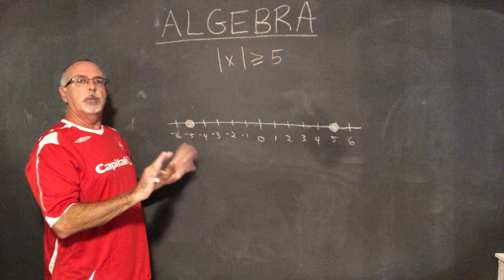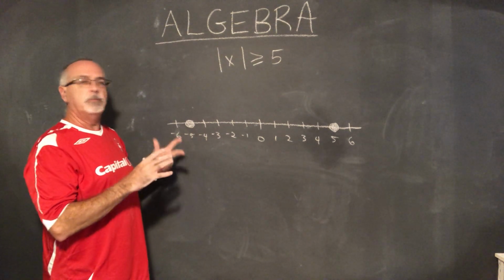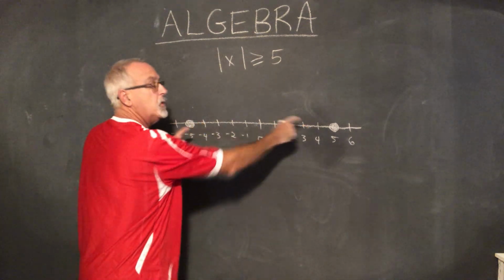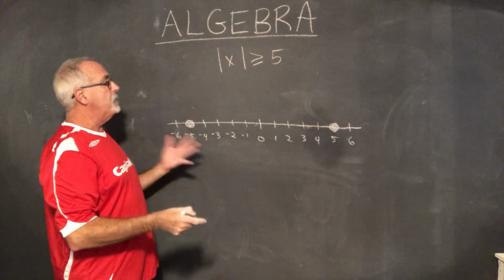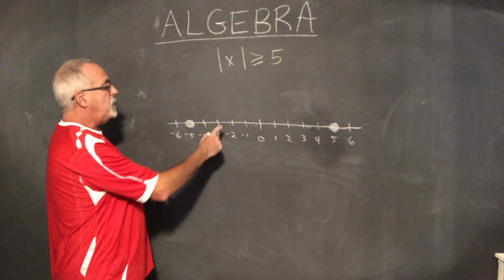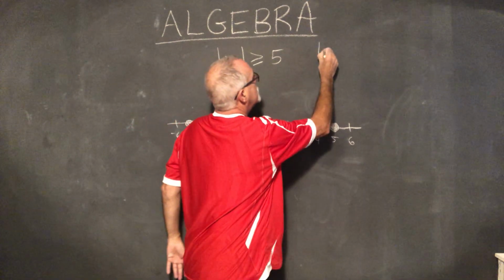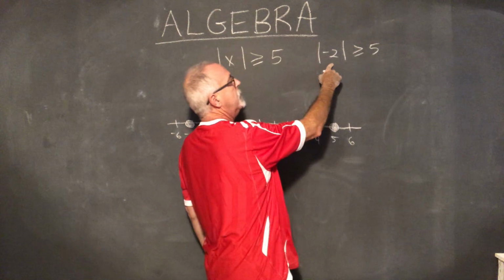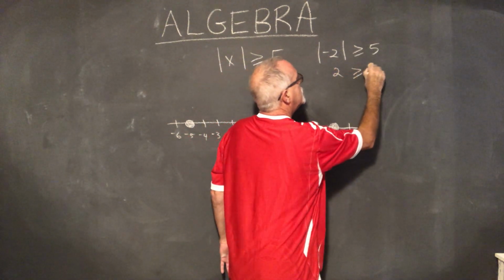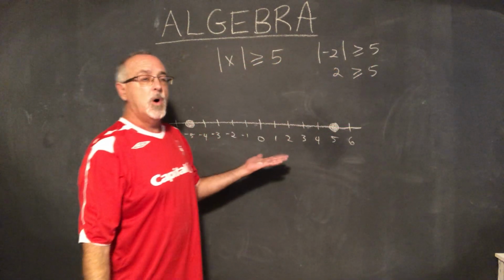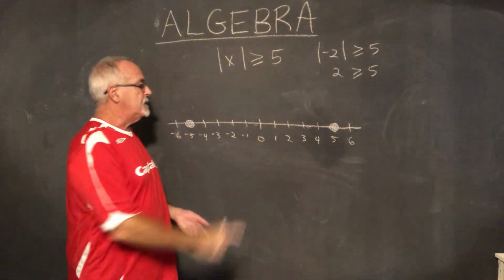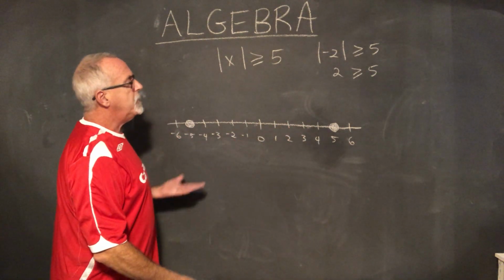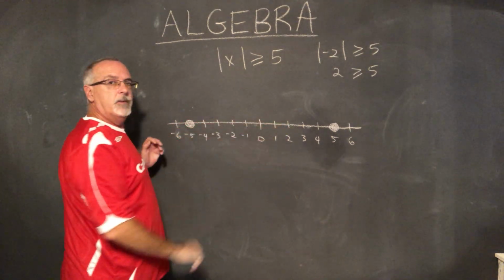So I'm going to do a couple of examples of plugging in just to make absolutely sure. I'm going to try something that's in between the two dots to see if it seems to be giving me an answer that's correct. I will try -2. The absolute value of -2 greater than or equal to 5. The absolute value of -2 is 2. But is 2 greater than or equal to 5? No. So I'm starting to see evidence that the numbers in between the 5 and the -5 are not going to work. How about numbers that are outside of the 5 and the -5?